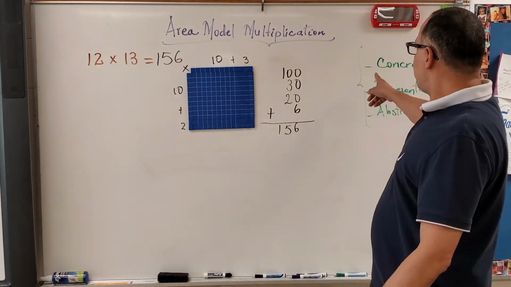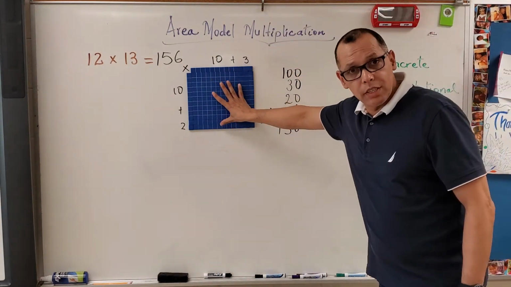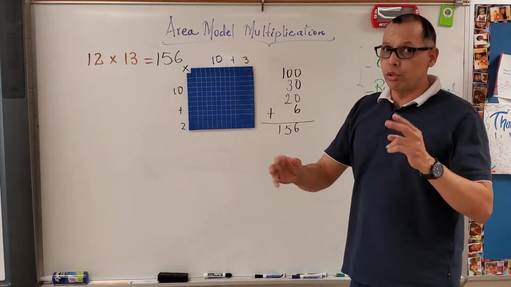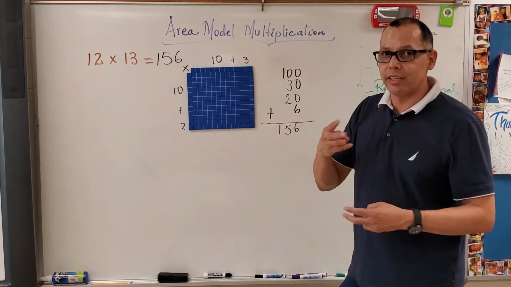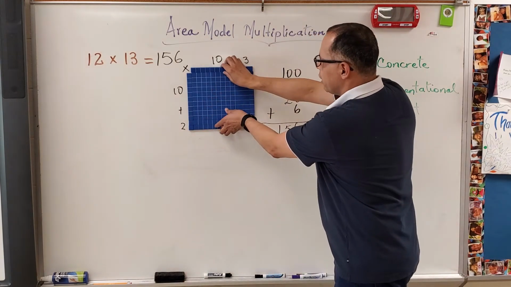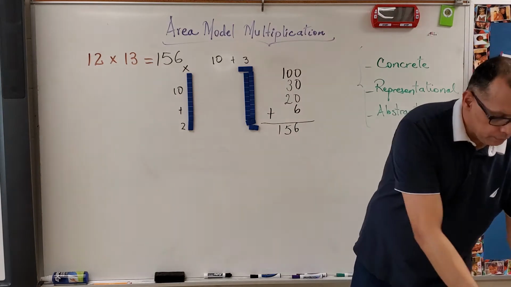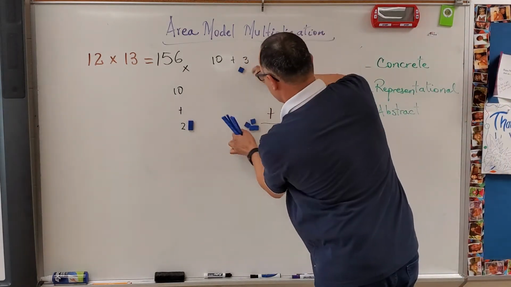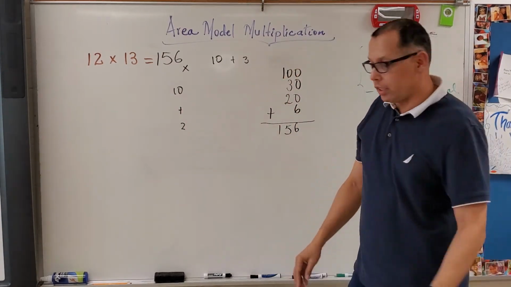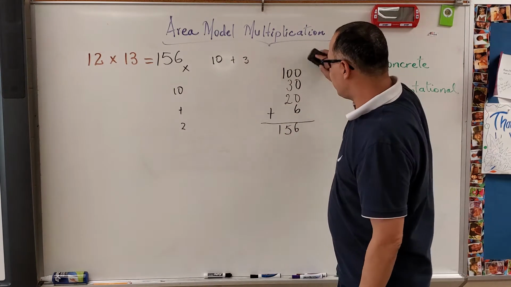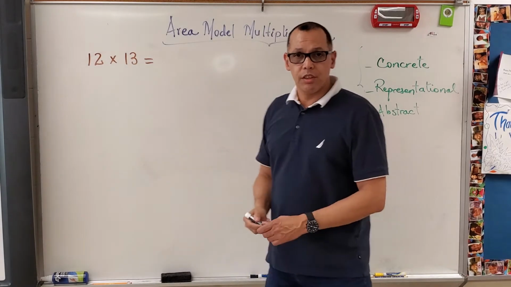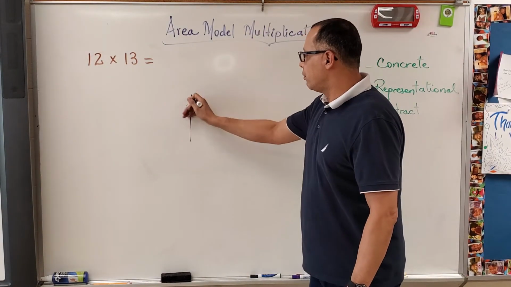Now, how do we move from the concrete, which is the manipulatives, to the representational? Let's do it, and let's see how those two look very similar. You just keep checking and see what is similar between this and what is coming up. But let me remove this from here, and let's do this again, this time just with the area model. Let's do the same one. 12 times 13. Let me get my area model.